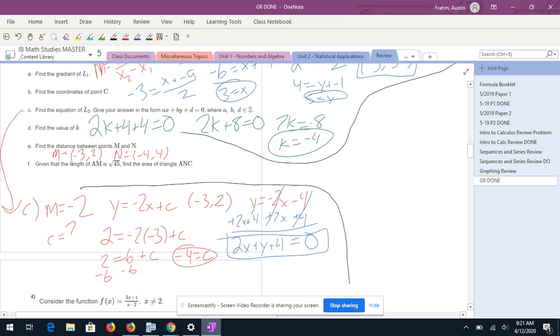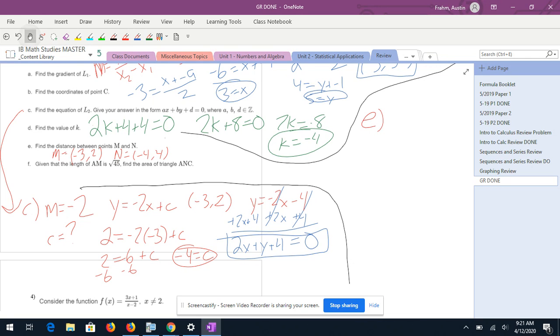For part E, they want us to find the distance between points M and N. Point M has coordinates -3, 2, and point N has coordinates -4, 4. We just found the x-coordinate of point N in part D. Now we're going to use the distance formula for part E, which I'm going to do over here on the right-hand side.